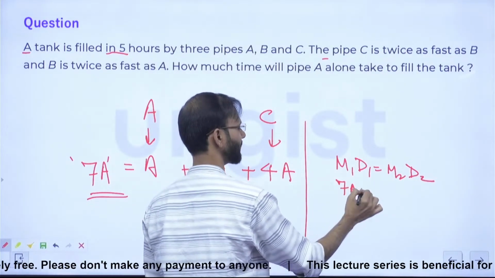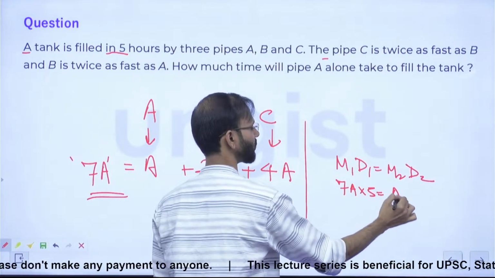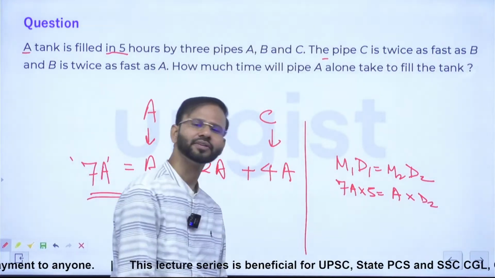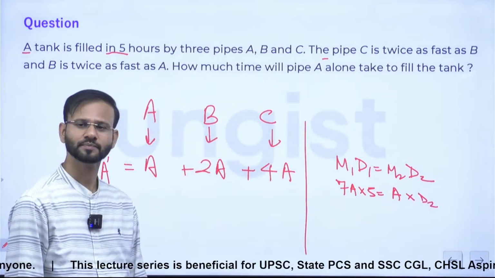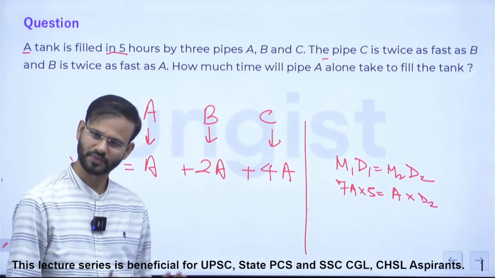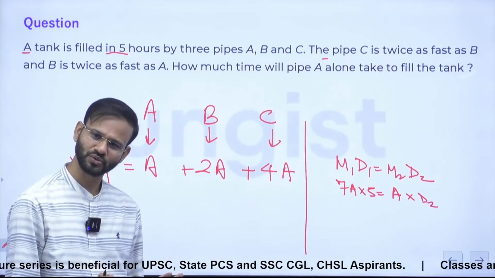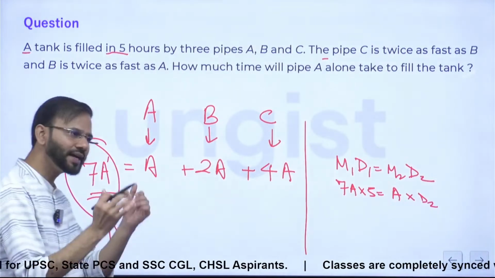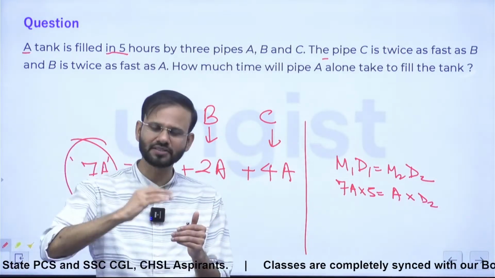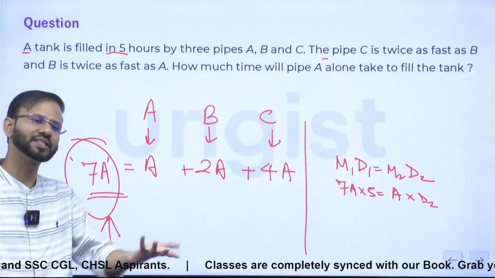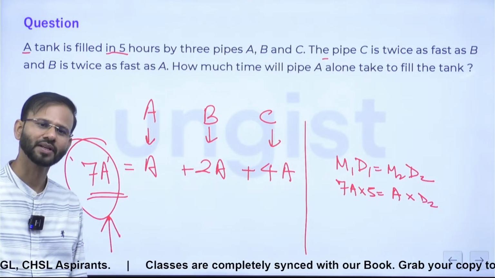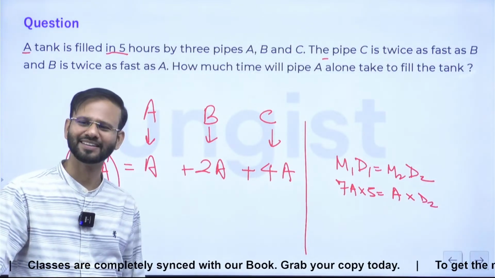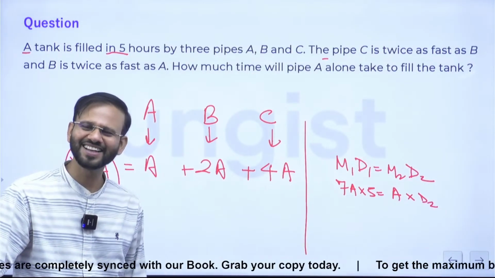So 7A is filling the tank in 5 hours. In what time is A filling the tank? Getting it everyone? See, when 7 times A is working, they take 5 hours. So when only A is working, it will take 7 times of that. So 5 into 7 is the answer. What was the confusion in this question?